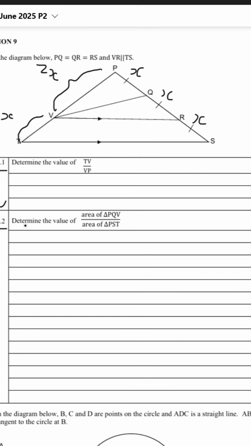So then 9.1.2, it says determine the value of the area of triangle PQV. Okay, we got PQV over there over the area of triangle PST over here. So this is a 5-mark question, and what we need to do is use our area of a triangle formula, but not the half base times perpendicular height.